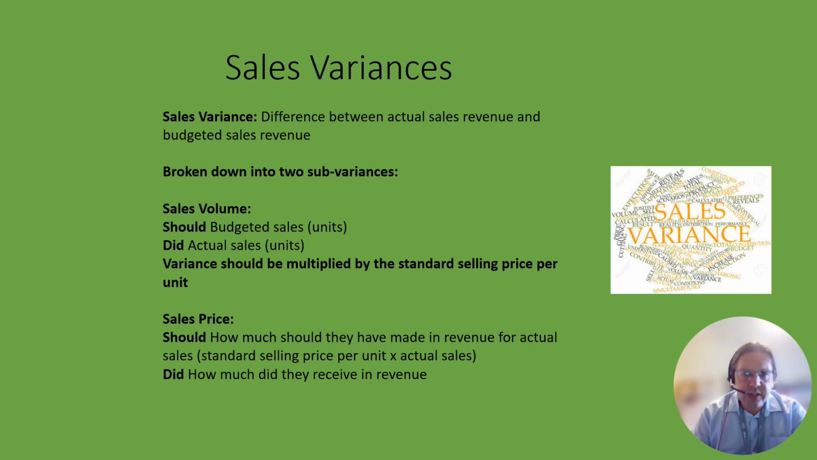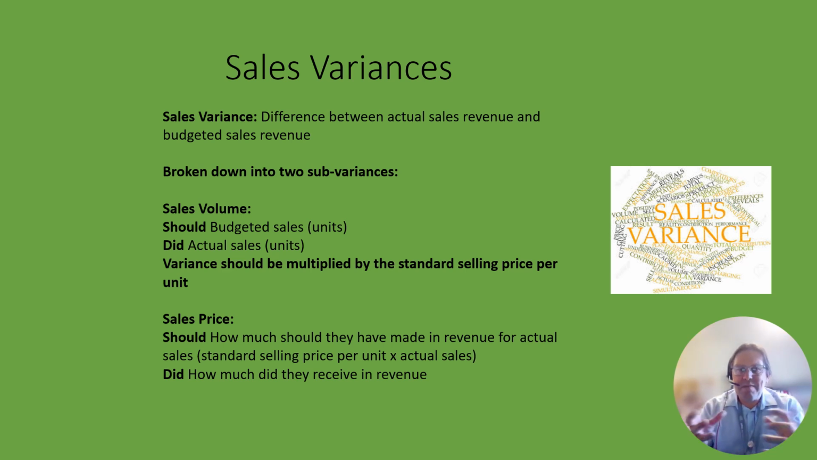So we've got the sales variance. The total sales variance is the difference between how much we actually sold and our budgeted sales revenue. We then have two sub-variances. We have our sales volume, which is looking at how much we anticipate to sell, so our budgeted sales in units.